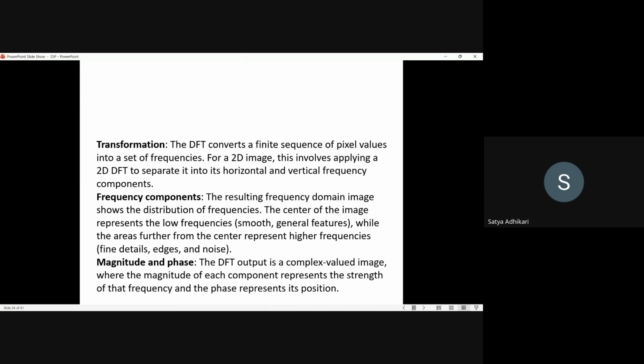The center of the image represents the low frequencies, smooth and general features, while the areas further from the center represent high frequencies, such as fine detail, edges and noise. So please recall some filters we have already discussed: smooth filter, low pass filter, high pass filters, mean filter, median filters. Okay, then magnitude and phase. The DFT output is a complex valued image where the magnitude of each component represents the strength of that frequency and the phase represents its position.